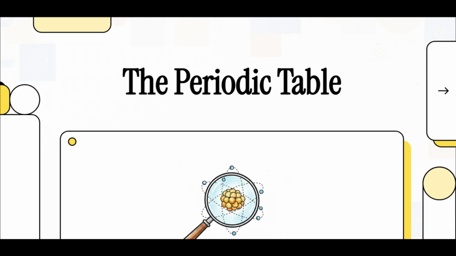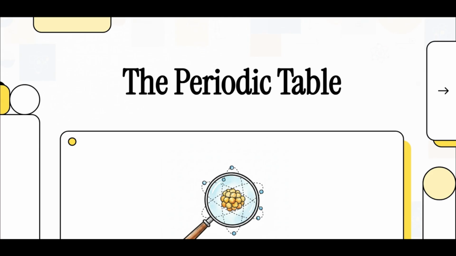Welcome to the Explainer. If you've ever stared at the periodic table and felt totally overwhelmed, well, you are definitely not alone. It looks like a giant, intimidating wall of letters, right? But today, we're going to catalyze your understanding. We're going to uncover the hidden patterns that dictate how literally everything in our universe behaves, completely transforming what looks like random data into your ultimate predictable scientific cheat sheet.